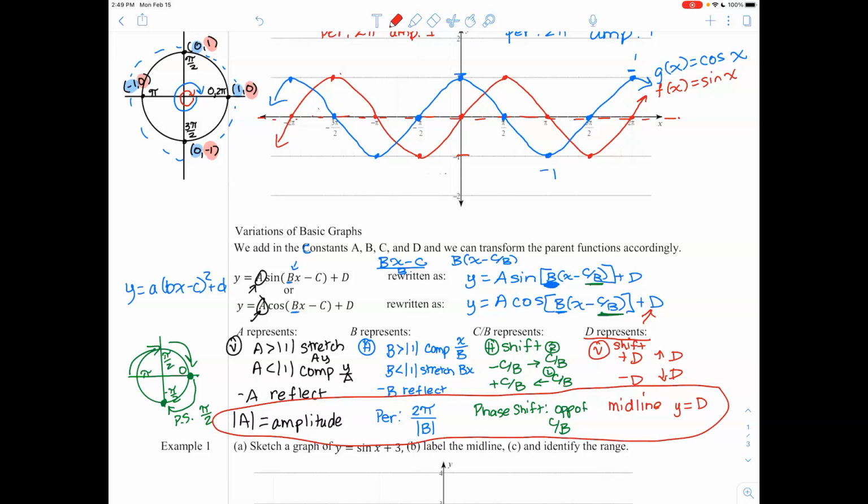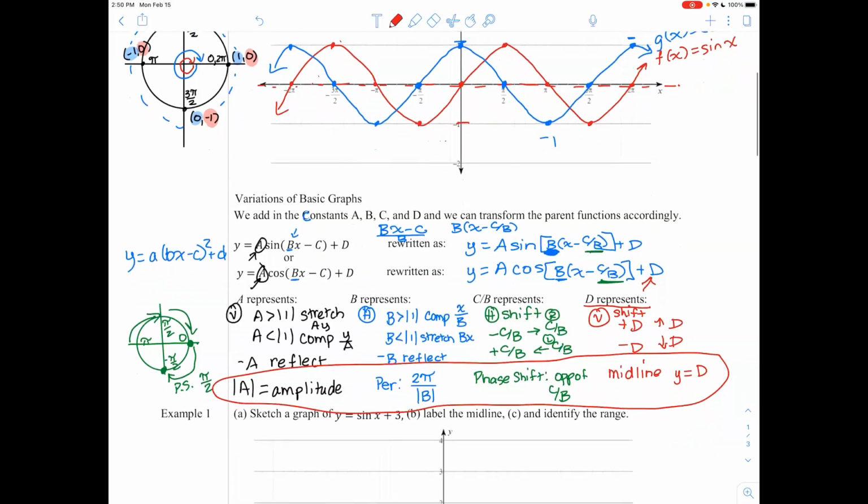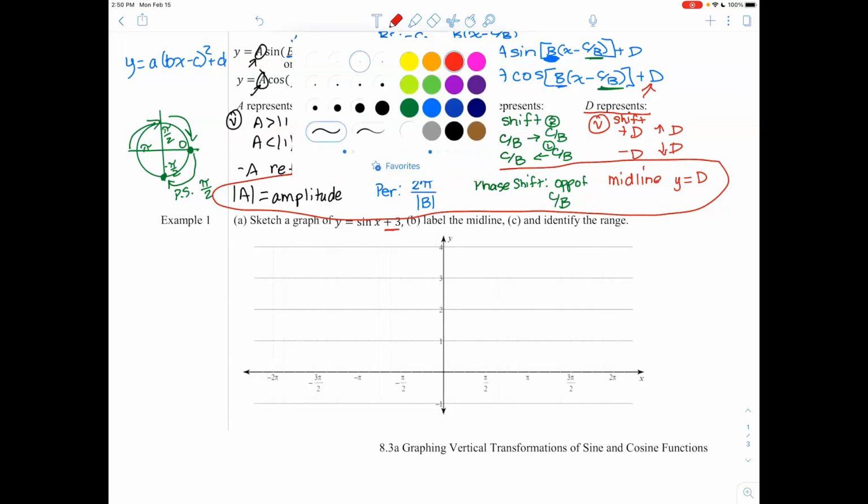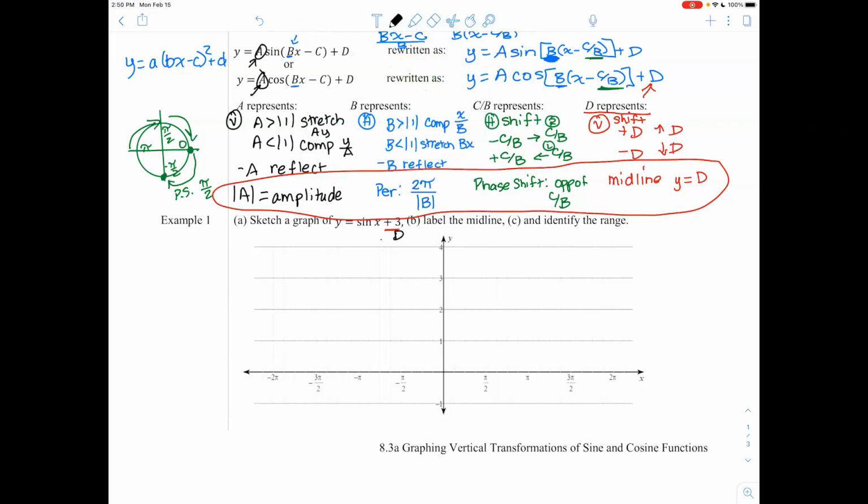So if you wanted to put that on an index card so that you had that information available, it gives you all the formulas that you could use to help you identify all of those critical pieces of your sine and cosine function. All right, so let's take a look at example 1. It says sketch the graph of y equals sine of x plus 3. Notice that plus 3 is not in the parentheses with the x, and so it's not a horizontal action, right? So that's the D term right there.